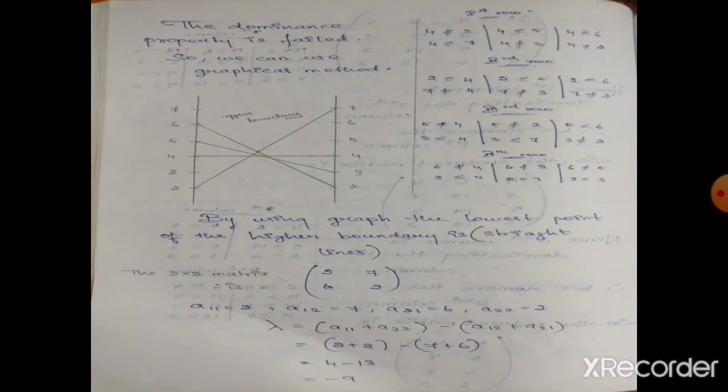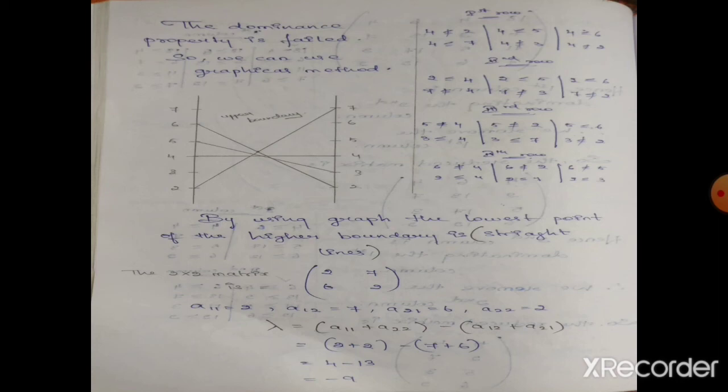So here this will be in the form of an m by 2 matrix. M by 2 matrix means we consider the upper boundary values. In the upper boundary we have to find the lowest point. Here in the upper boundary we have only one intersection point, so no problem. You have to take that point. That point is the intersection of the lines 6 and 2 and 2 and 7. So by using the graph, the lowest point of the highest boundary is 2, 7 and 6, 2. That means the second row as well as the fourth row. So this will be your reduced matrix.